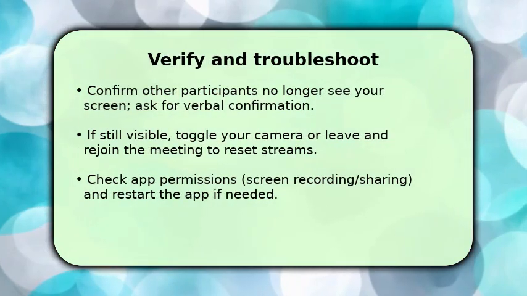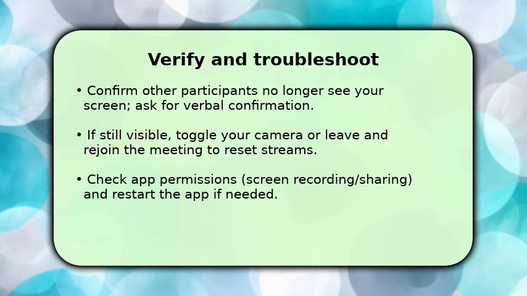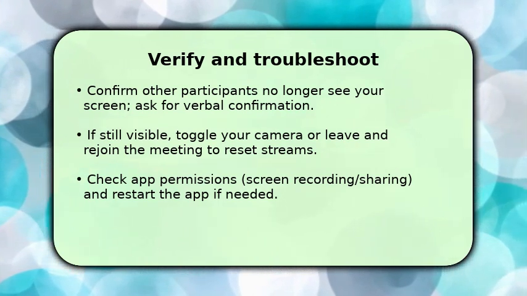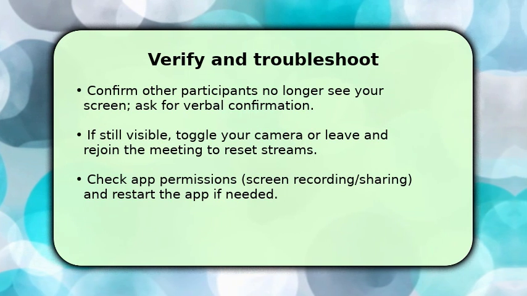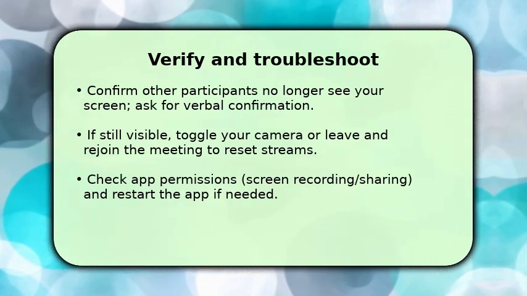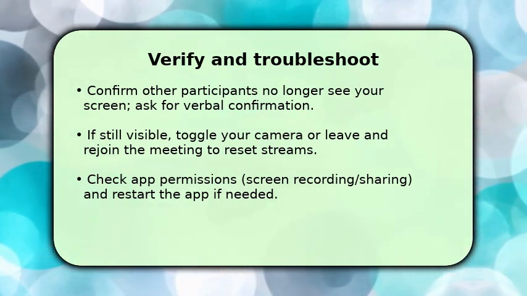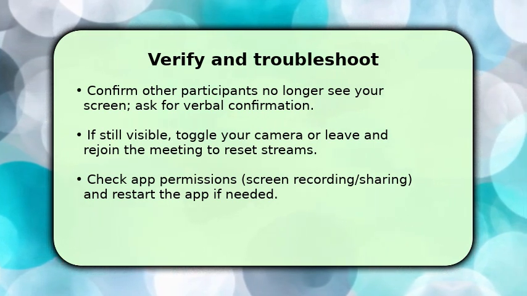Finish by verifying that sharing actually stopped. Ask someone in the meeting to confirm they no longer see your screen. If they still see it, proactively toggle your camera or microphone. Sometimes resetting a stream clears residual sharing.